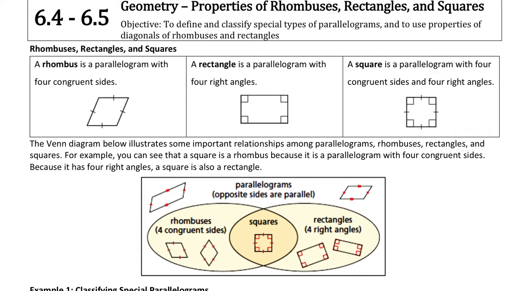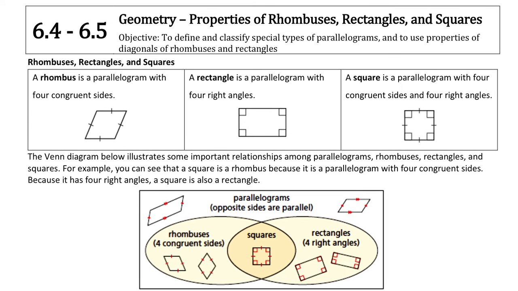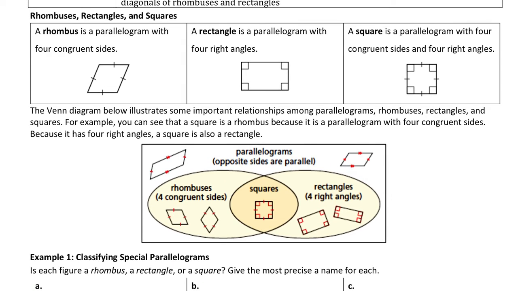Okay, so in this lesson we combine lessons 6.4 and 6.5 because they cover the same properties and the same shapes. So in this lesson we're going to talk about properties of rhombuses, rectangles, and squares. Our objective is to define and classify special types of parallelograms and to use the properties of diagonals of rhombuses and rectangles.